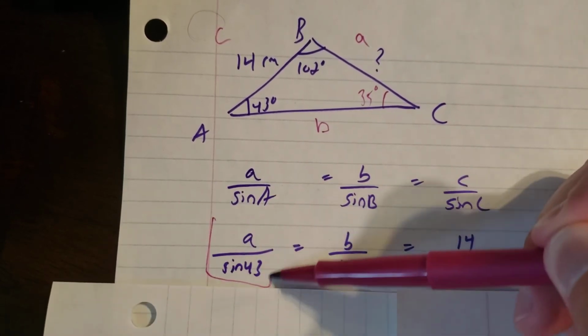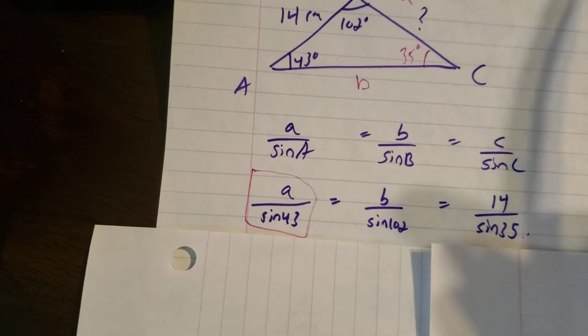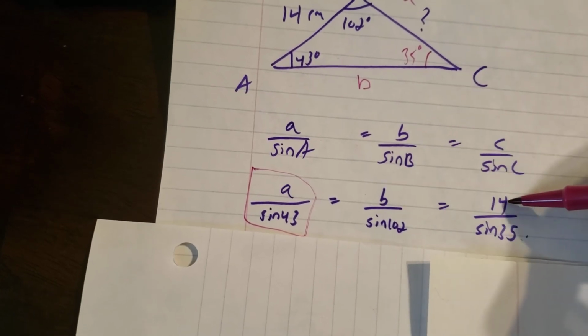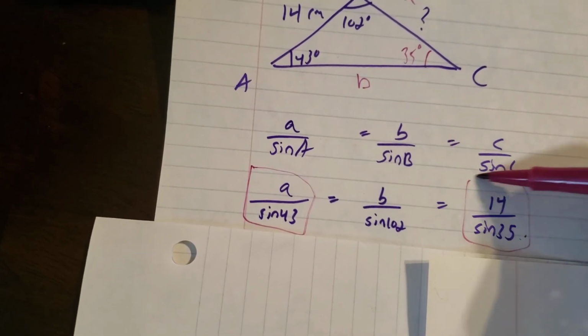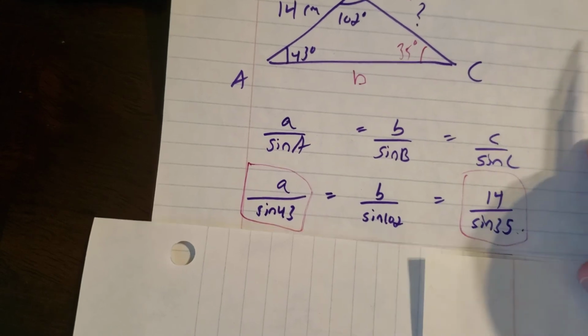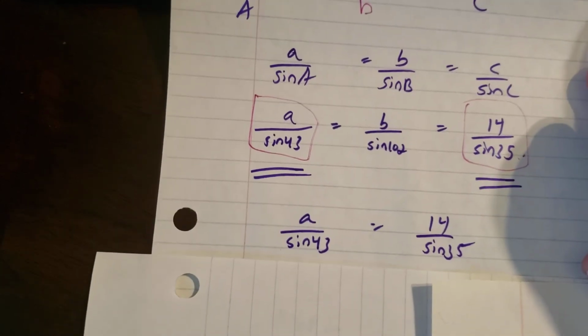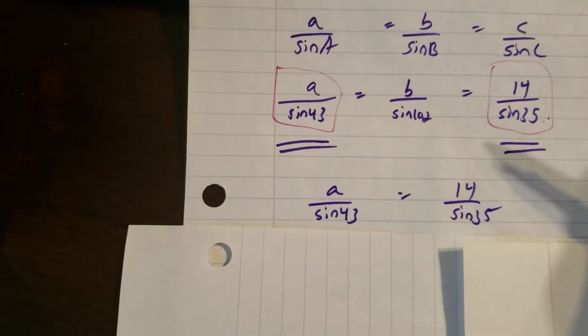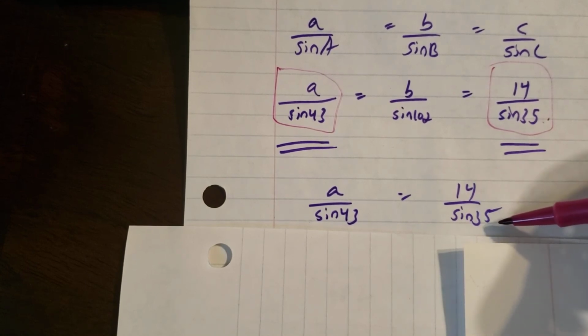Okay. At this point, I can say, okay, I'm trying to find lowercase a, so I need to use this fraction here with a. And then, since I know the numerator and the denominator here, I need to use this fraction here. Okay, so I'm going to rewrite those down here. So a over sine 43 equals 14 over sine 35.